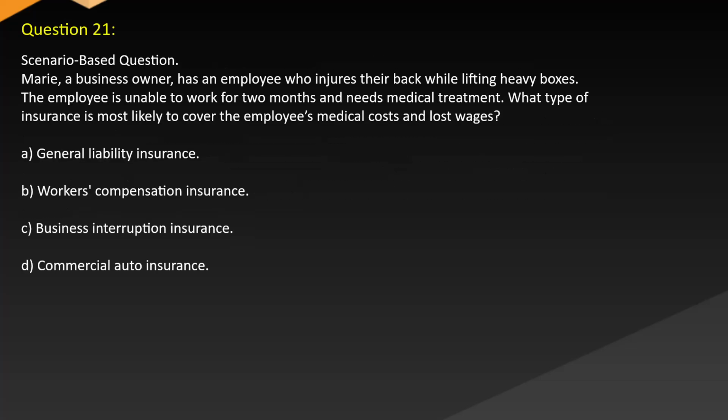Question 21. Scenario-based question. Marie, a business owner, has an employee who injures their back while lifting heavy boxes. The employee is unable to work for 2 months and needs medical treatment. What type of insurance is most likely to cover the employee's medical costs and lost wages? A. General liability insurance. B. Workers' compensation insurance. C. Business interruption insurance. D. Commercial auto insurance.